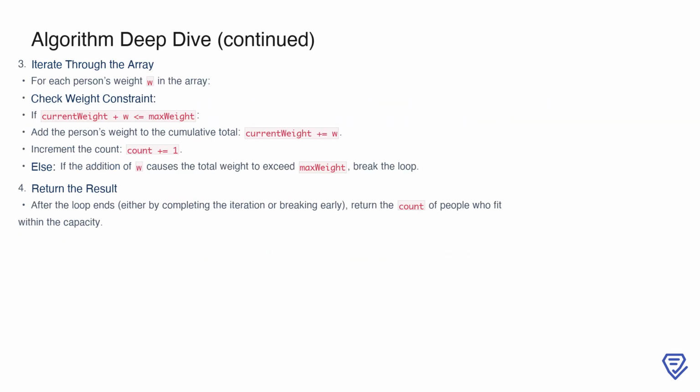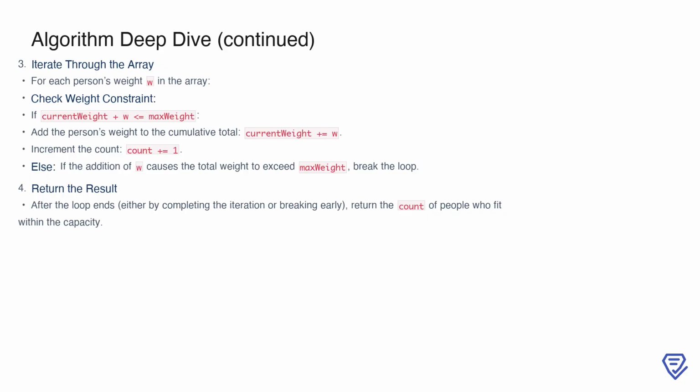Now, to process the weights, we iterate through the array one person at a time. For each weight, we check if adding it to the current total weight, current weight, stays within the maximum allowable weight, max weight. If it does, we update current weight by adding the new weight and increment the count to reflect that another person has been added.